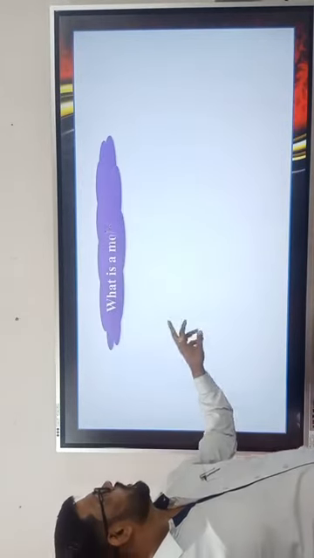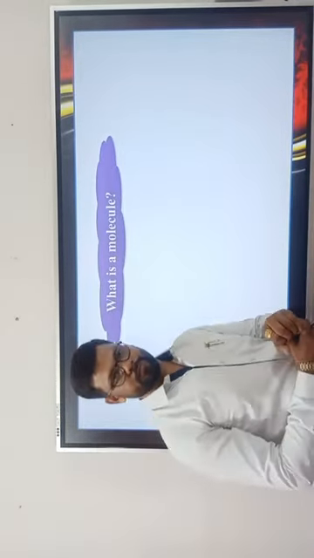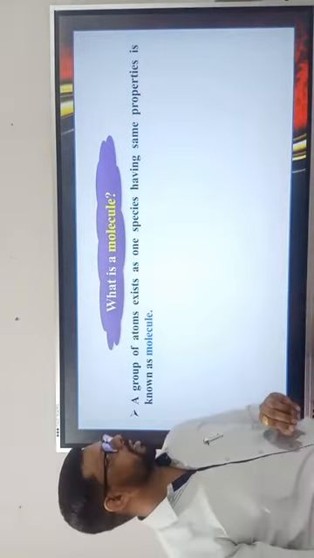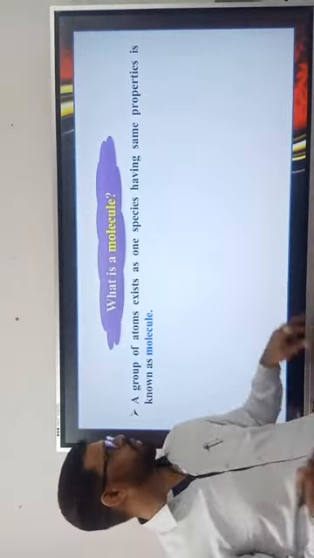Okay. Now, what is a molecule? When two or more atoms combine together so as to complete their octet or duplet, we get a new combination of two or more atoms, that is called a molecule, which is a group of atoms existing as one species and having the same properties. Suppose we have an example, H2O.